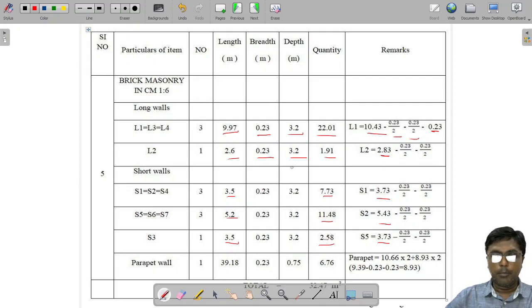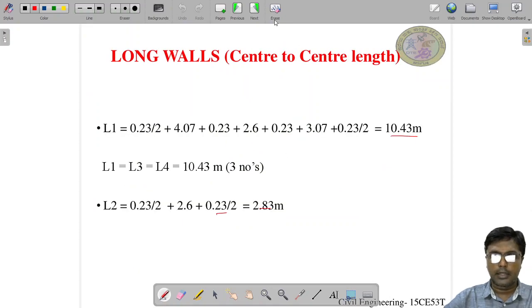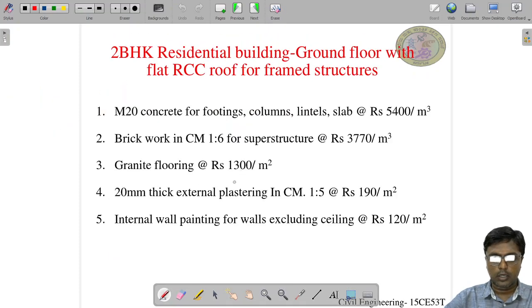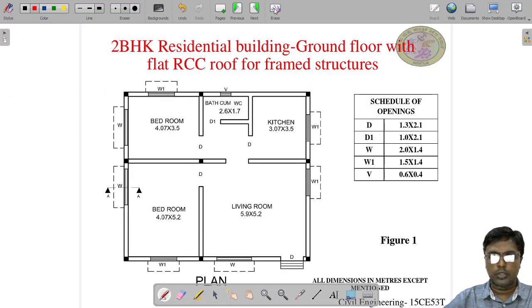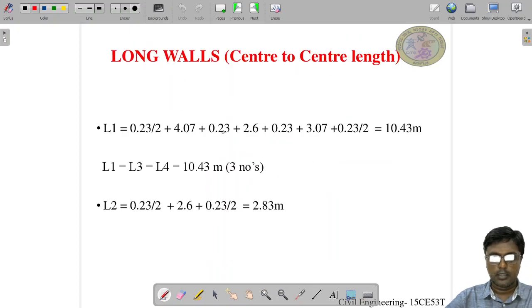Okay. Next, the parapet wall. They have not asked for the parapet wall exclusively, but you have to understand that when they say burnt brick masonry for superstructure, the superstructure also includes the parapet. They have also given the details of the parapet, like the height and the breadth, which is the same as the wall thickness. So we have to calculate the parapet also, because we need the bricks for this parapet wall as well. So let us calculate it.